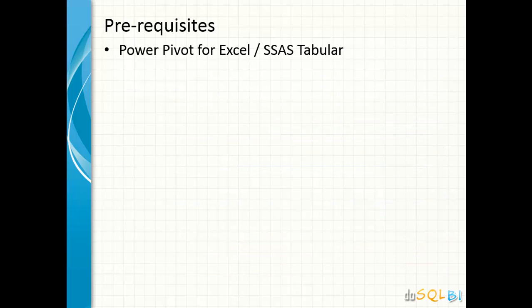For Power View dashboards, as a developer, we need to know what the prerequisites are. The first one is Power Pivot, which can be made available as Power Pivot for Excel or as SSAS Tabular. So if you have the Analysis Services Tabular version installed, that is sufficient for this particular prerequisite. However, in this video, we would use Excel as the Power Pivot for Excel.